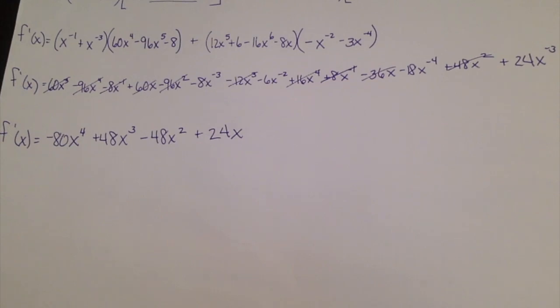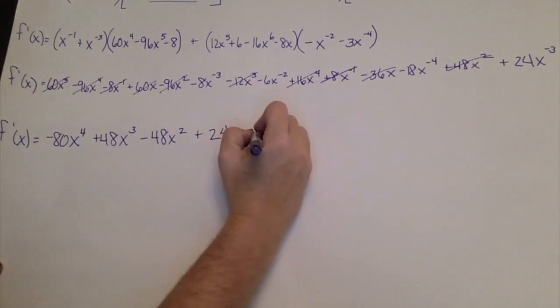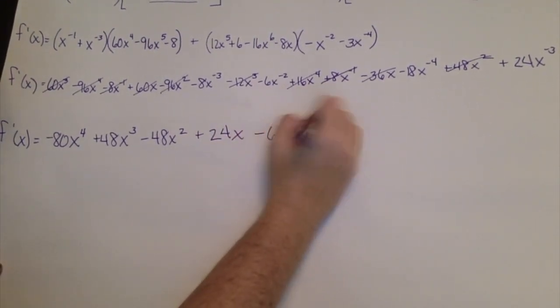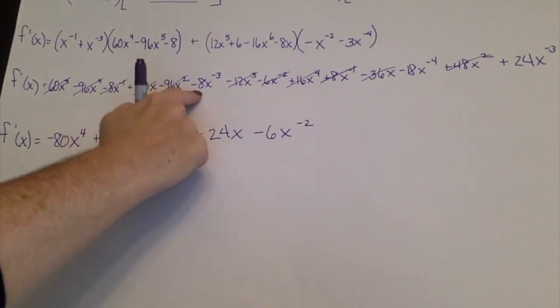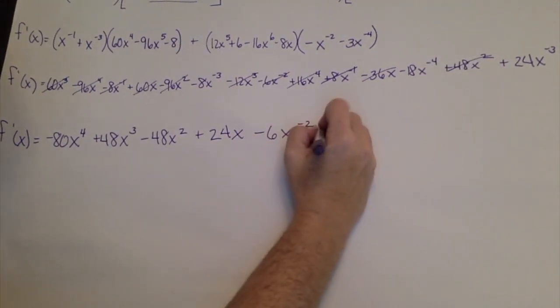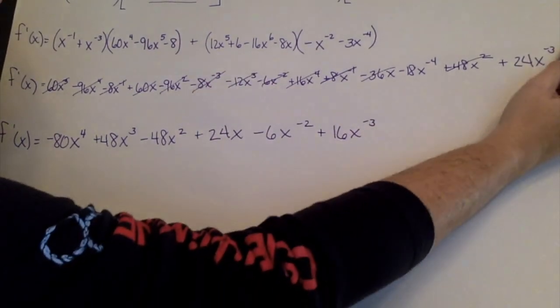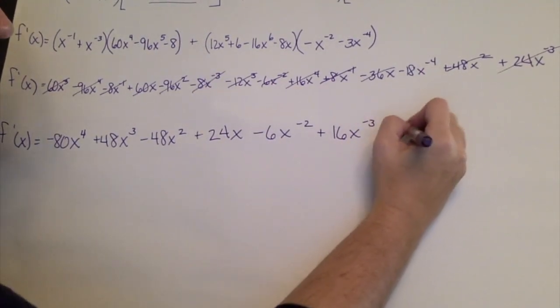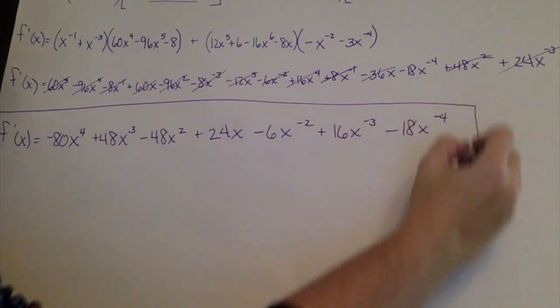I'll look for anything x to the negative second. I have negative 6x to the negative second. That's the only term I have with that exponent. Then x to the negative third, we've got negative 8x to the negative third plus 24x to the negative third, which is 16x to the negative third. And lastly, we have one term, this minus 18x to the negative fourth. And that would be our final answer for this problem.